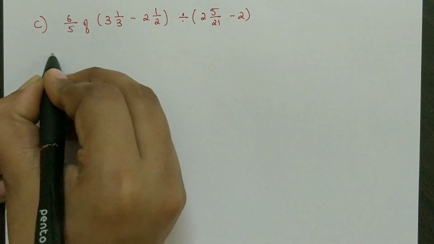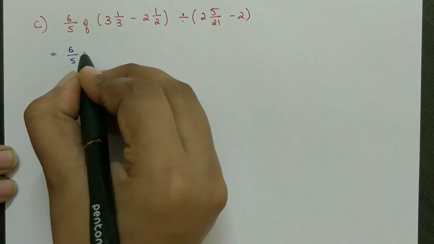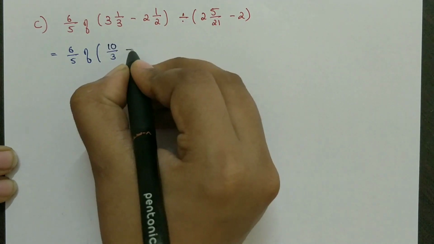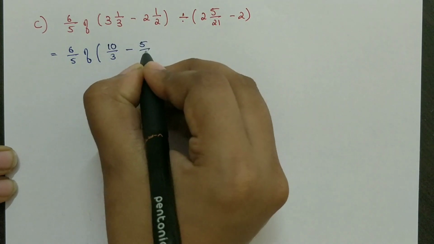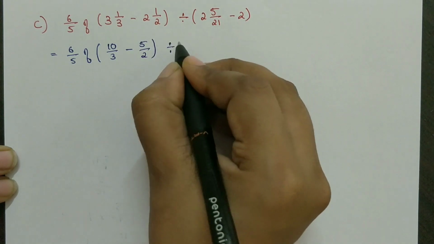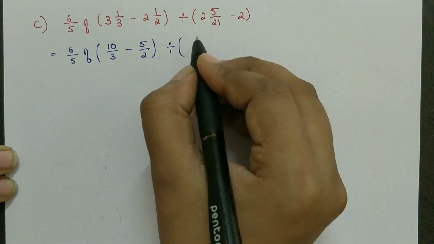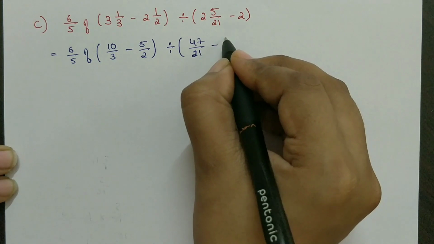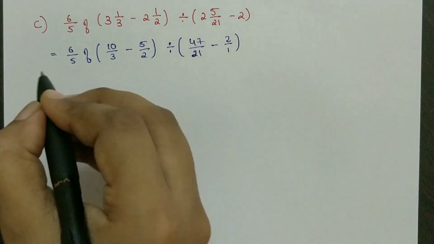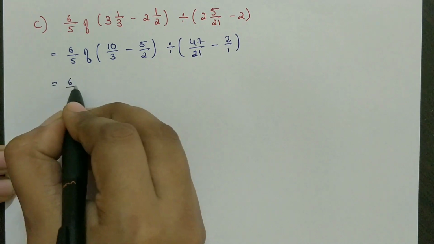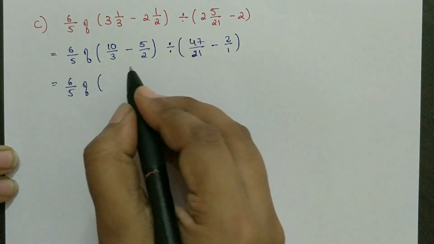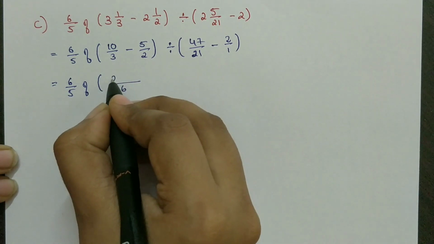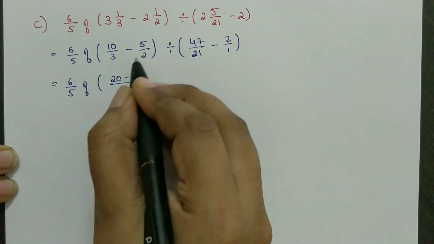Next question. Equal to 6 by 5 of 3 threes are 9 plus 1, 10 by 3 minus 2 twos are 4 plus 1, 5 by 2, divided by 21 twos are 42 plus 5, 47 by 2 into 21 minus 2 by 1. Equal to 6 by 5 of: LCM of 3 and 2 is 6. 3 goes 2 times, 2 into 10 is 20. Minus 2 goes 3 times, 3 into 5 is 15.